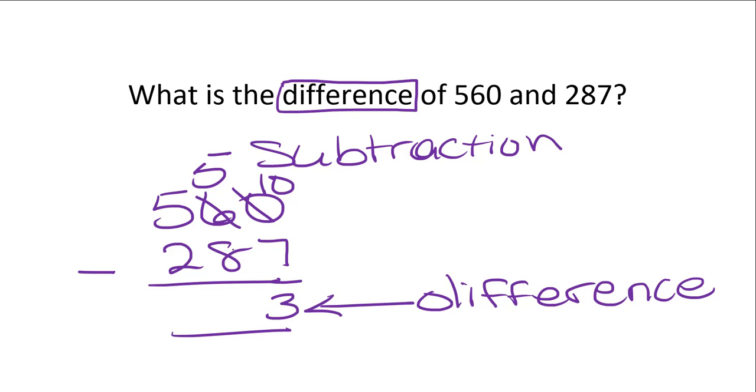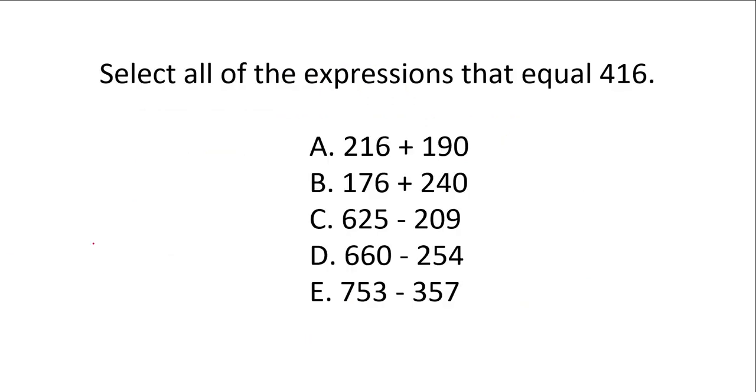5 minus 8, ooh, I can't do that. I have to regroup again. So the 5 in the hundreds place becomes a 4. 15 minus 8. Do you know what the answer is? It's actually 7. 4 minus 2, that's 2. My difference is 273. We did that. Now for the next problem.